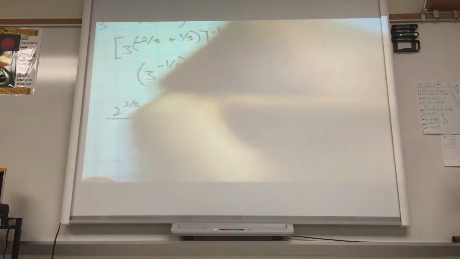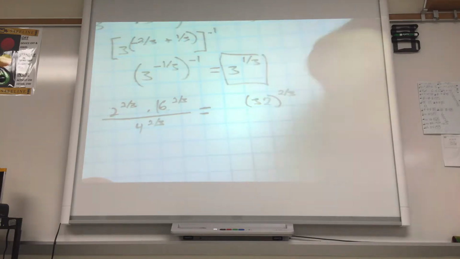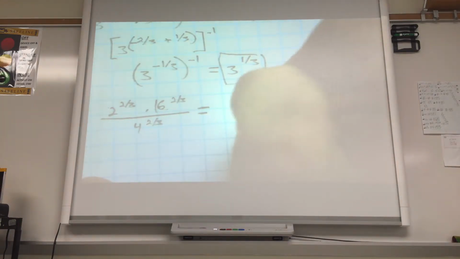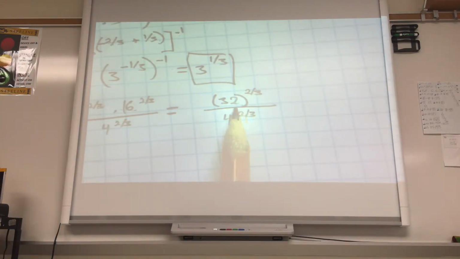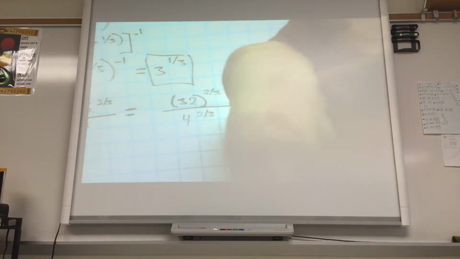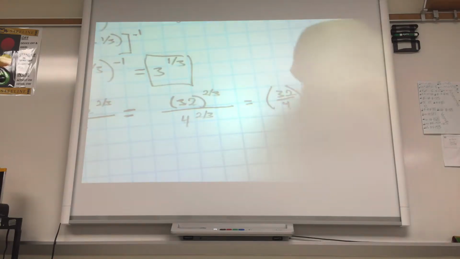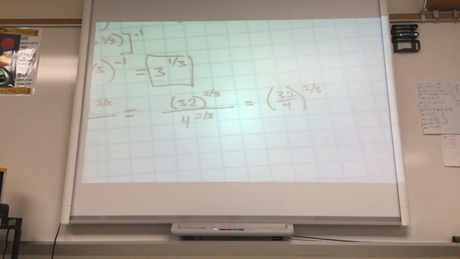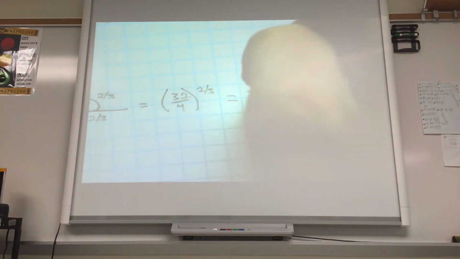Is the same thing as a times b to the m. So it's 2 times 16, which is 32, to the 2/3 divided by 4 to the 2/3. Now I'm going to start using the quotient rule. There's a quotient rule that says, okay, well, if I have a to the 2/3 and I have a different base, b to the same exponent, 2/3, then you have a divided by b, so 32 divided by 4 to the 2/3. And 32 divided by 4 is 8 to the 2/3.